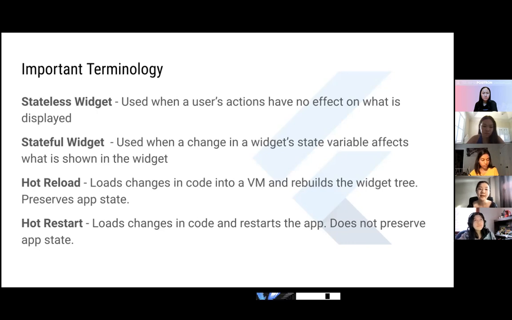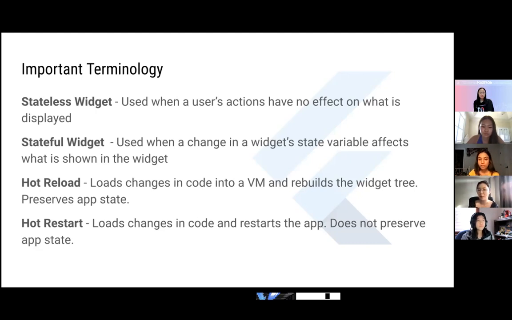And we also have the stateful widget, which is when a change in the widget state variable affects what is shown. So this means that a stateful widget is dynamic. Its appearance can change based on the user's interactions with it and the data that it receives. Some examples would be a checkbox, a slider, or a text field.